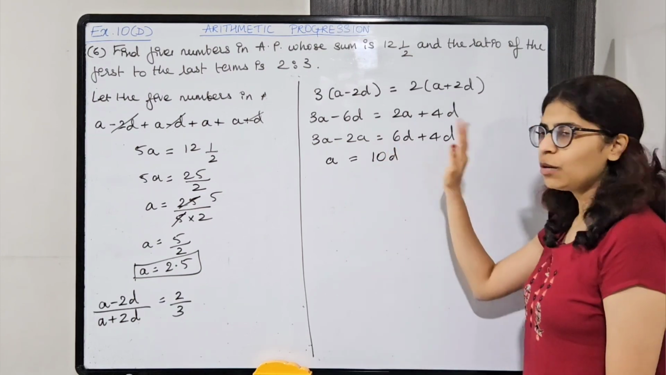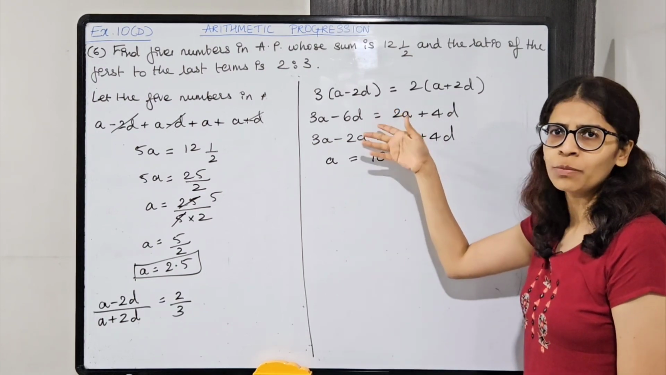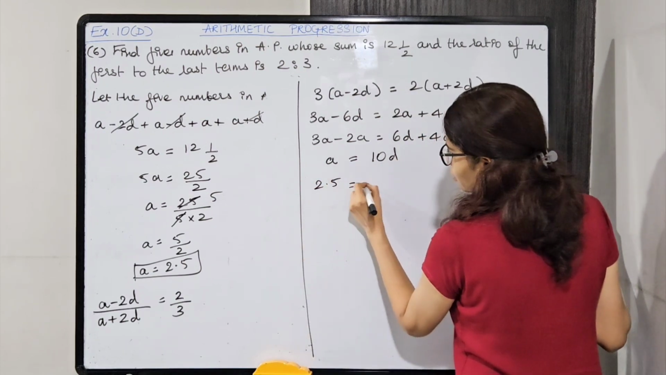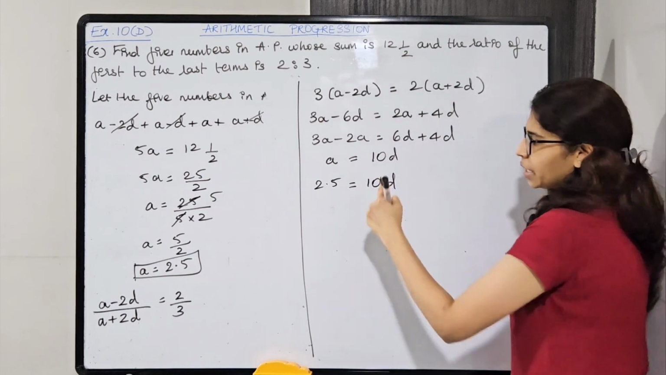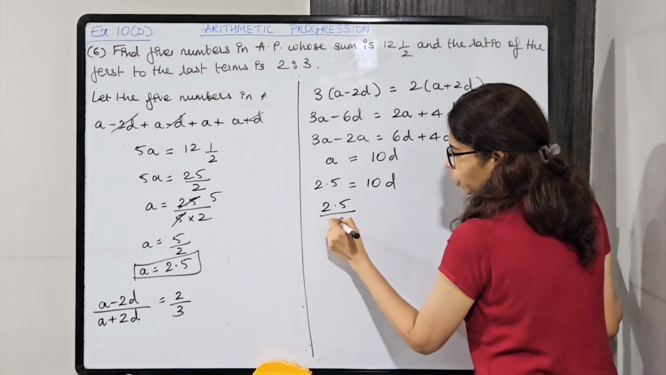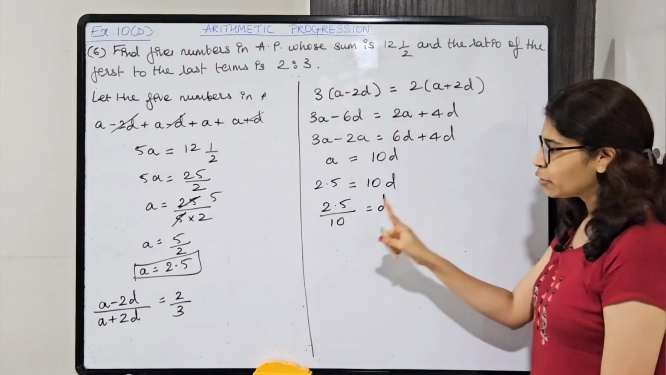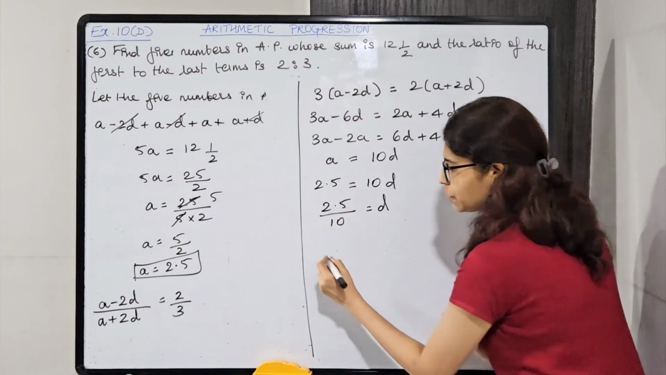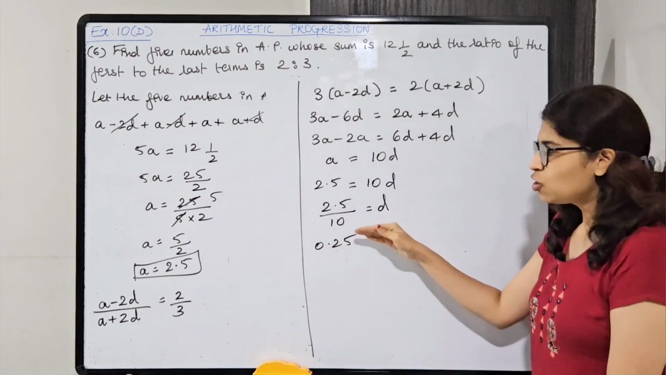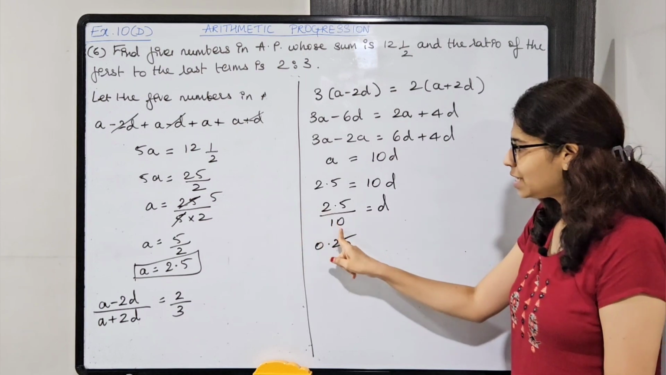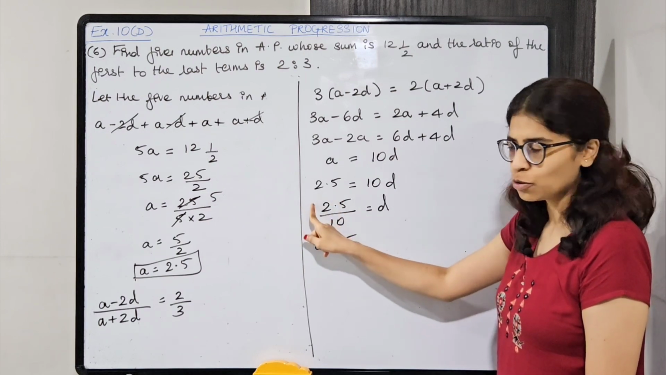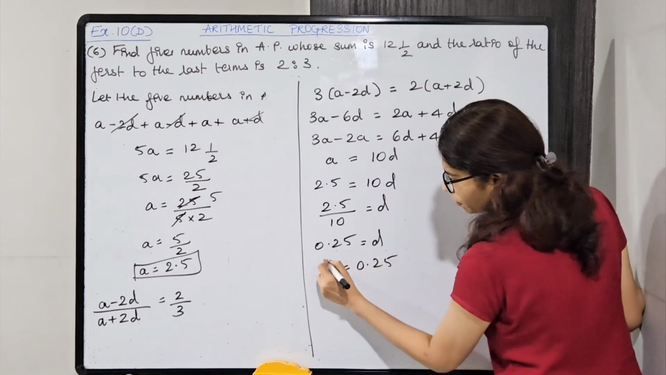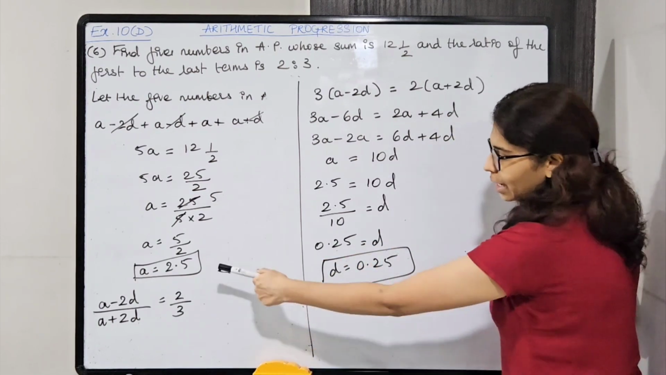Right. Now we'll put the value of A. You could have put it earlier also, but I think it's easier to put it last. A is 2.5. Is equal to 10D. Shift the 10, so it will be 2.5 upon 10 is equal to D. So here the decimal point will shift to the left, right. So it will give 0.25. As many zeros as there are, that many digits shift to the left. So there is 1 zero, so 1 digit will shift. That will give 0.25 is equal to D. So D is 0.25. Okay, we got the value of A and the value of D.